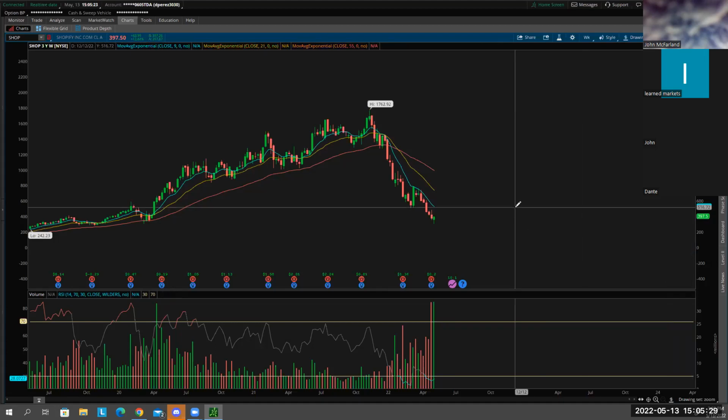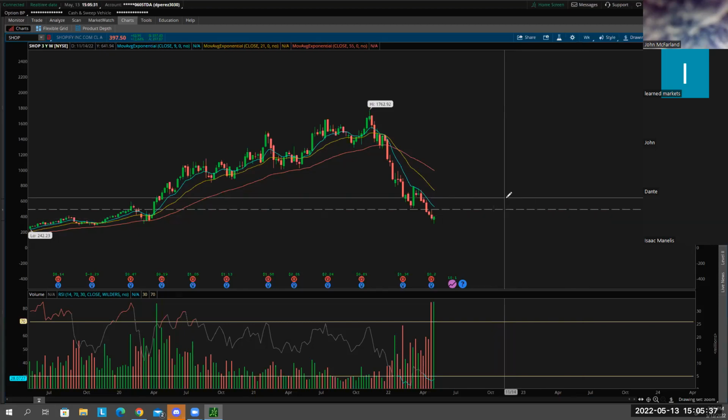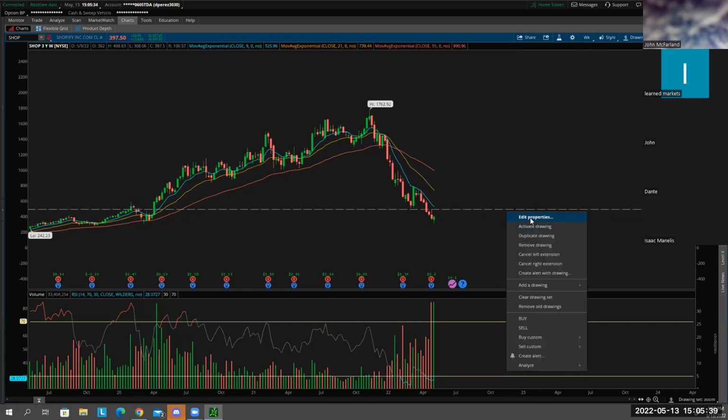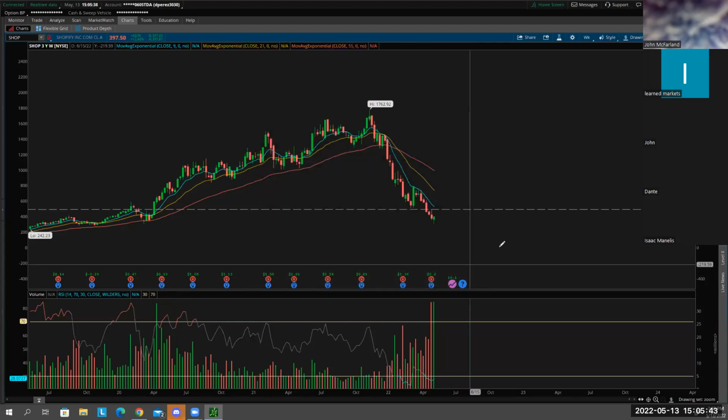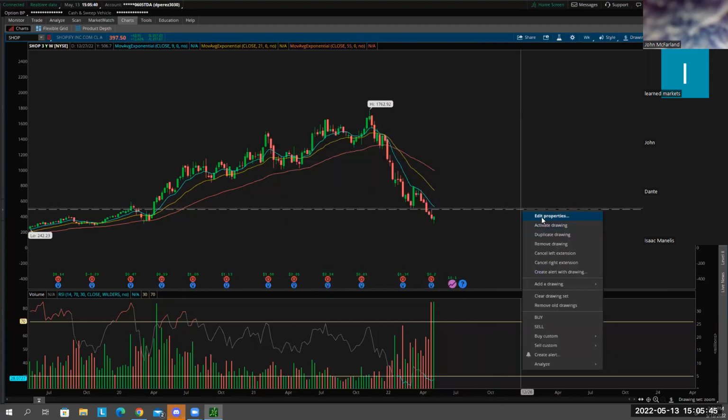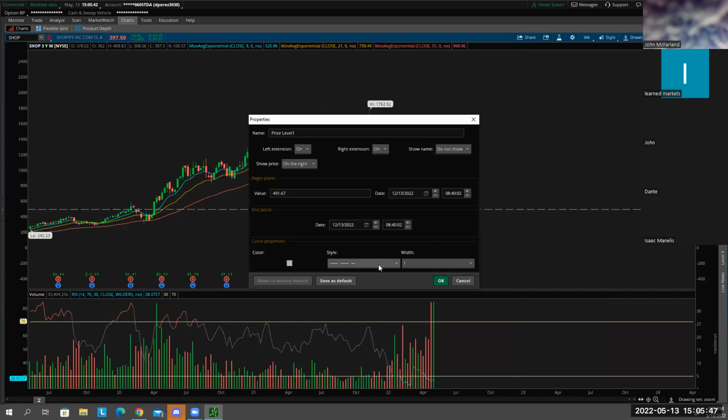Now, this is where you really want to pay attention because this is very, very important. And I see a lot of traders don't use this tool, and it's very beneficial. See, mine's already set up, but let me reset it to default. Watch this. Did it work? No, it didn't work. All right, when it's in default, it looks like this.